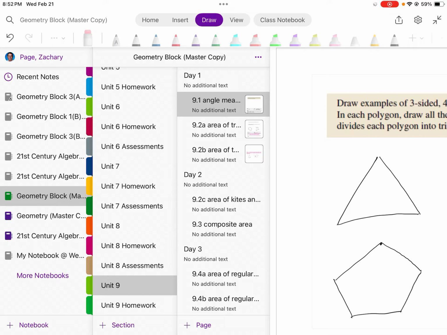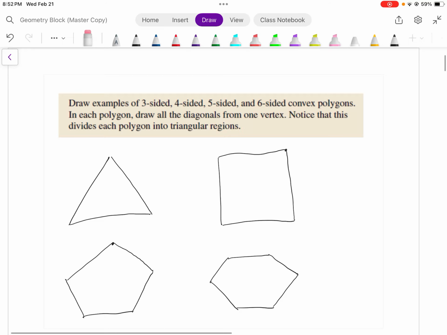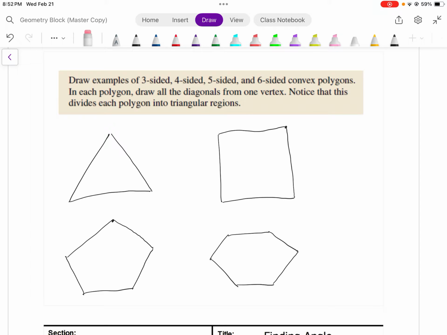All right, Unit 9, Day 1. This unit, we're going to start looking at two-dimensional shapes, looking at the interior sum of their angles, things like that. And then, the big thing we're going to be looking at this unit is area of two-dimensional shapes. But this first section is all about angles within those two-dimensional shapes. And the big idea to come from this one is what we'll see in this example here.